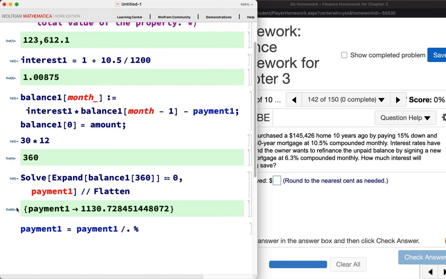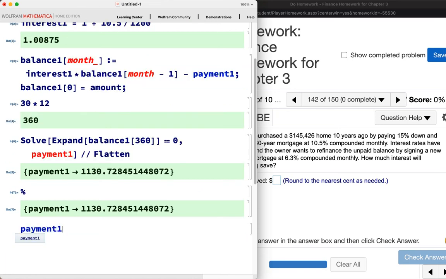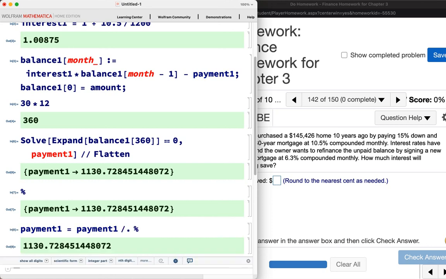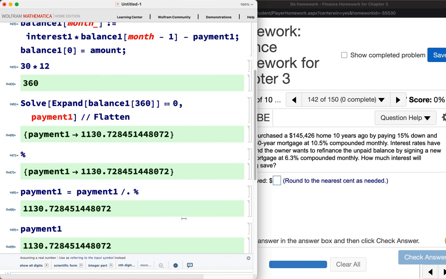Now the previous line, I believe, is output 6. And if I'm not sure of the output, I could just use the percent symbol, and that refers to the previous output. So for example, if I just type the percent symbol by itself and then shift enter, I get the previous output. So I want payment 1 to actually be saved in a variable, and I'm going to call it payment 1, as it's defined in the previous output. So this is payment 1.